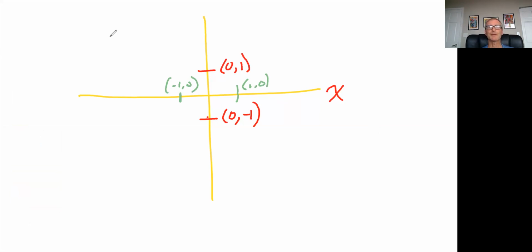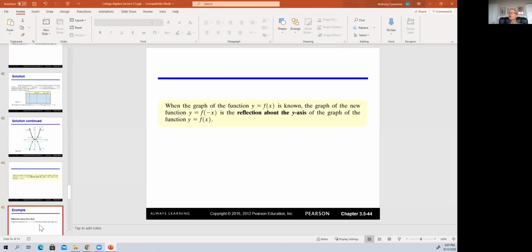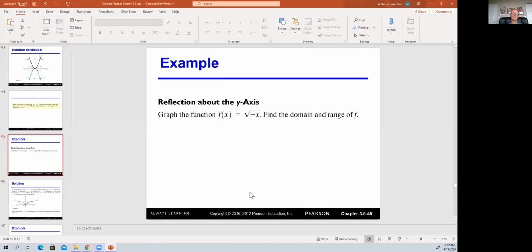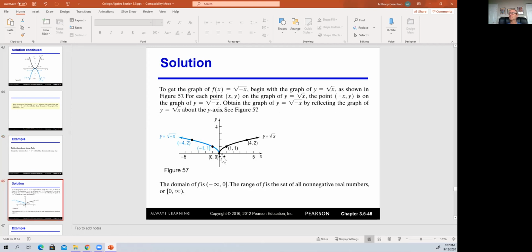So let me show you that here. What example did we pick here? Square root of x. So here we change from square root of x to minus the square root of x. So here we're flipping around the y-axis. If you take a look at this, the black is y equals square root of x, and you can see the blue is y equals minus square root of x.